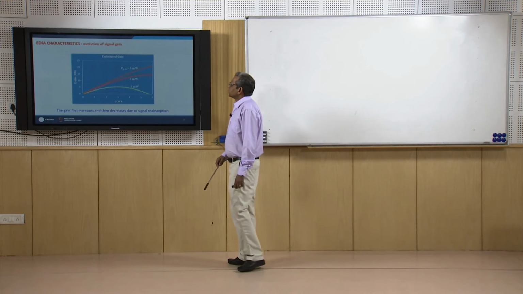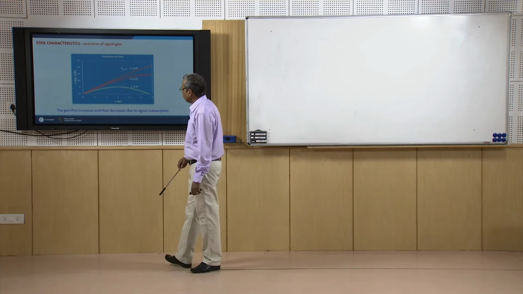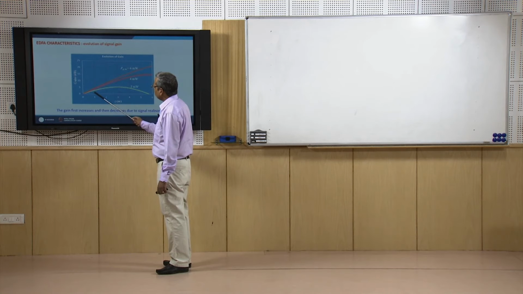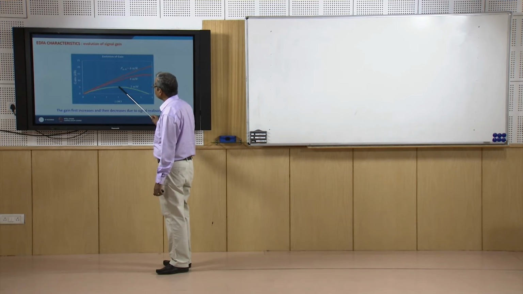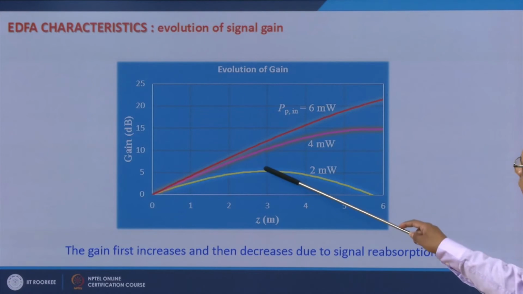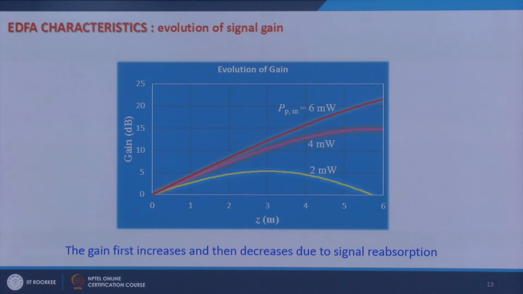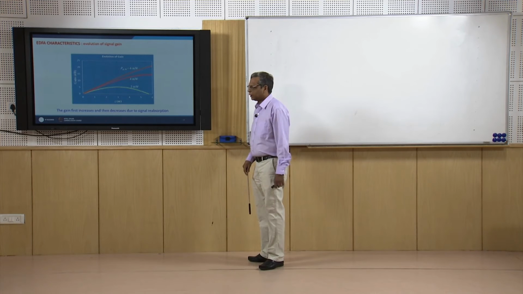This is how the signal gain varies with Z. So, initially the pump is able to provide energy to the signal, so your gain increases. After that it gets almost saturated and then again it decreases, okay, because of signal reabsorption.